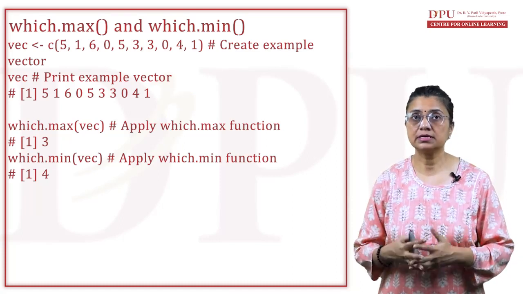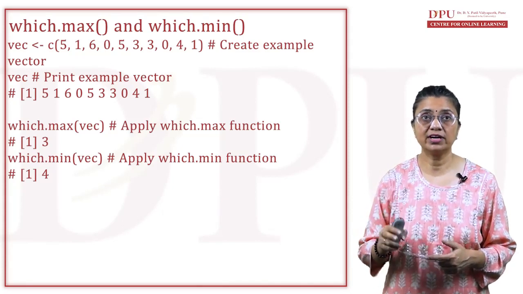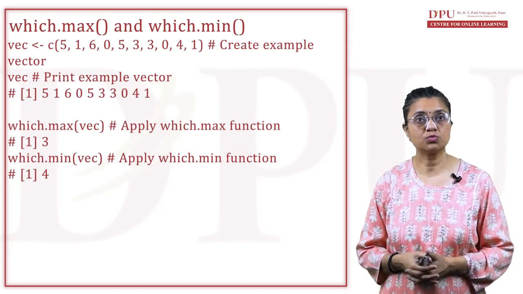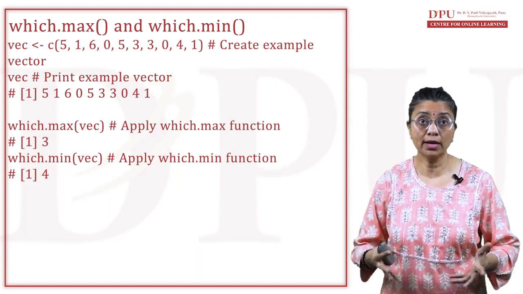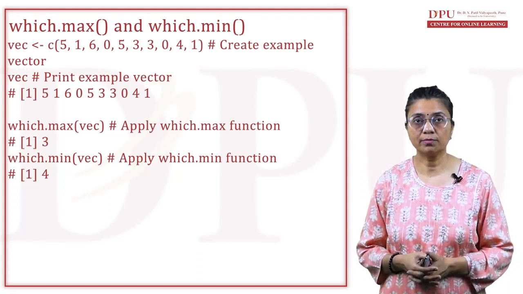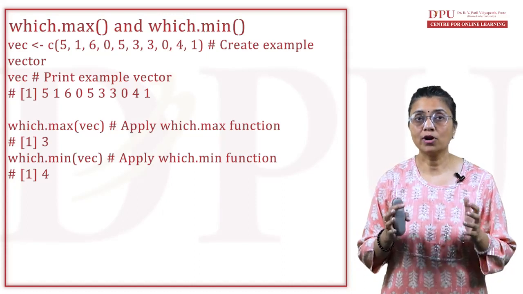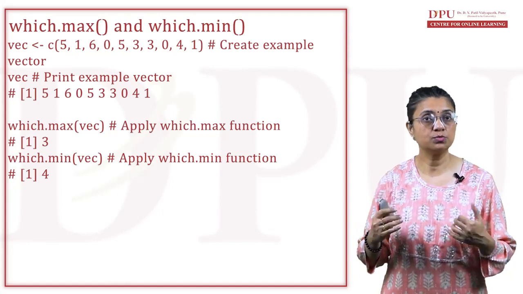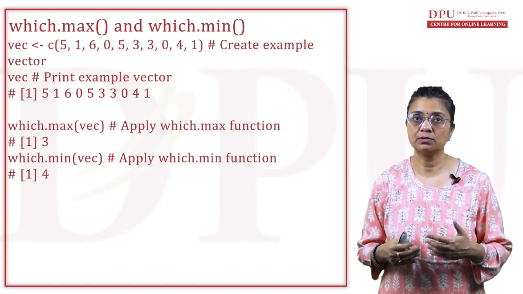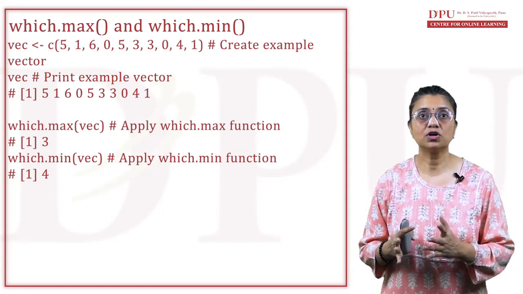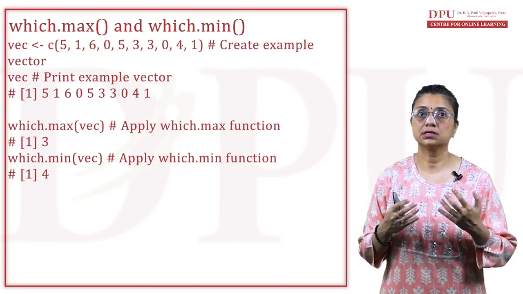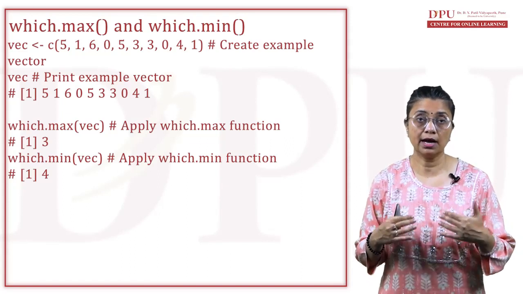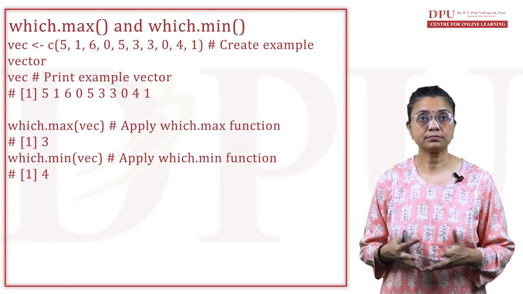5 1 6 0 5 3 3 0 4 1. So this is basically a vector. After that, we type vec and press enter, so we get the output, which is the vector. The list of the vector is 5 1 6 0 5 3 3 0 4 1. And now I write which.max within brackets vec. So I'm calling the which.max function, and within brackets I pass vec, which is the vector variable, and it is returning 3. Likewise, which.min, and I pass vec, and now it is returning 4. So you can see that which.max and which.min are returning 3 and 4.